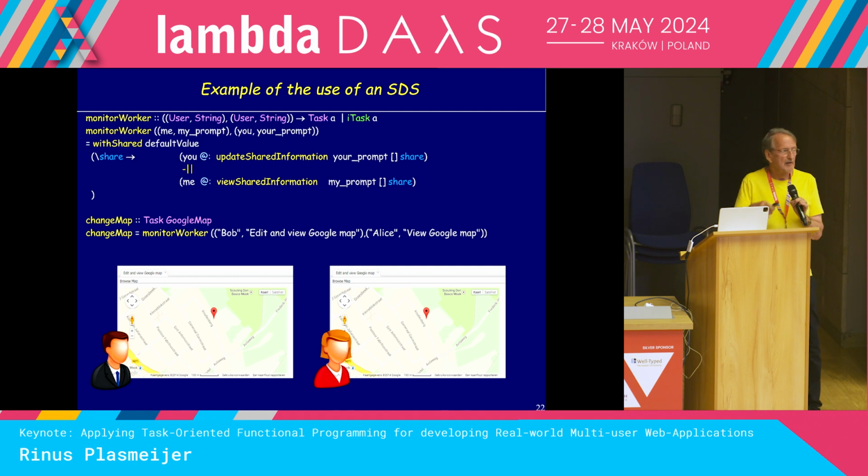For instance, for this family tree, you could do the same thing. You just change the type from Google Map to family tree, and one can then create a family tree, and the other will see what has been created at the same time.